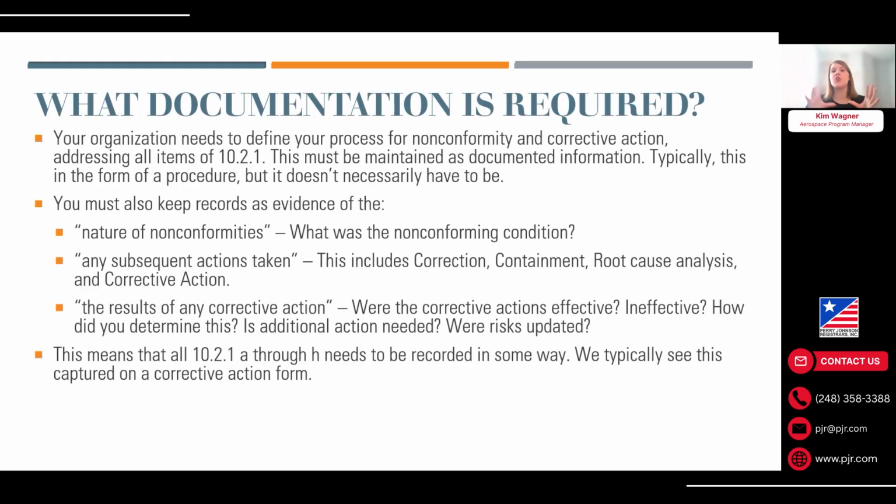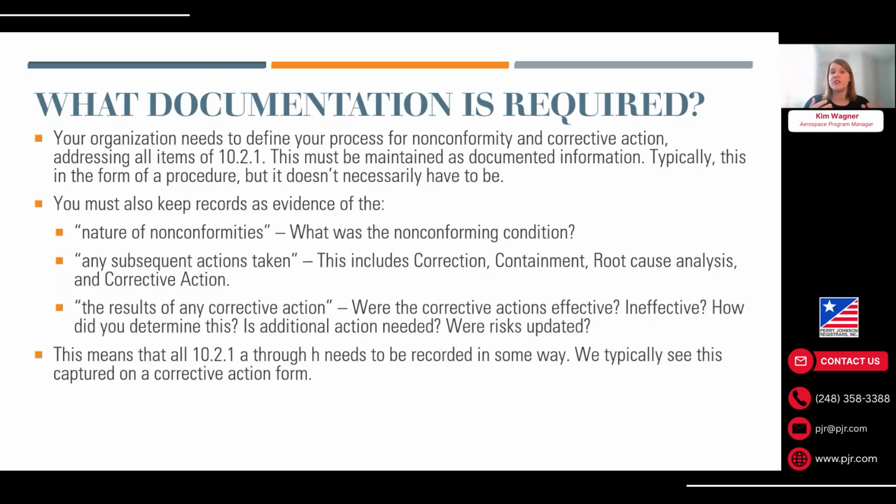Okay, so in terms of the corrective action process for 10.2, what documentation is required? There has to be a procedure. It has to address all of those items that we saw in 10.2.1. And I say procedure, but it could be other maintained documented information. Then you also have to keep records as evidence of the corrective action, right? So that has to include the nature of the nonconformity, what was the nonconforming condition, any subsequent actions taken, which includes your correction, your containment, root cause analysis, and corrective action. And then it must also include the results of any corrective action.